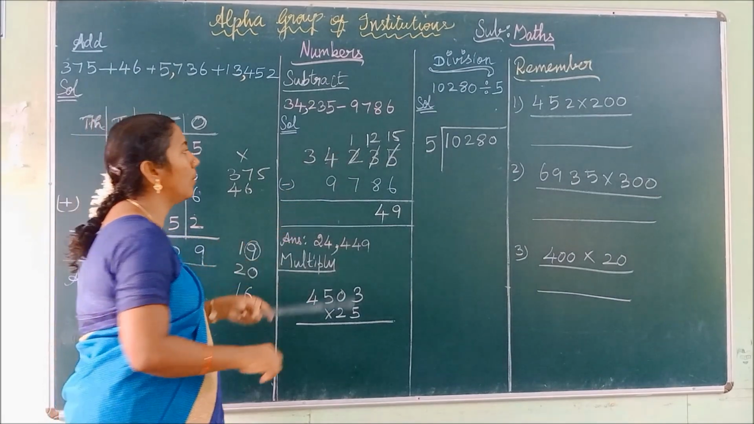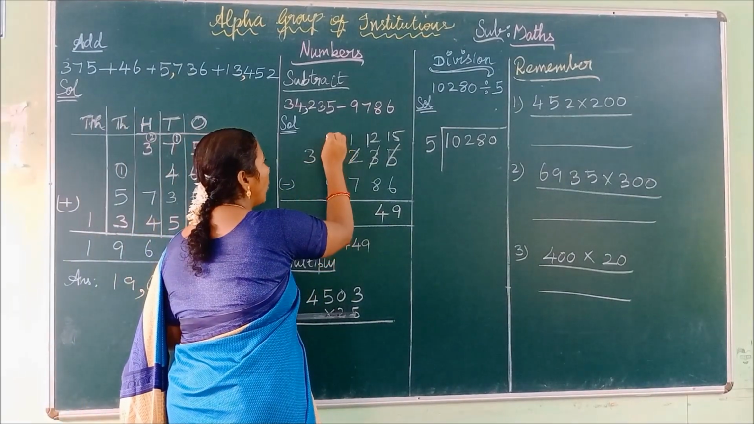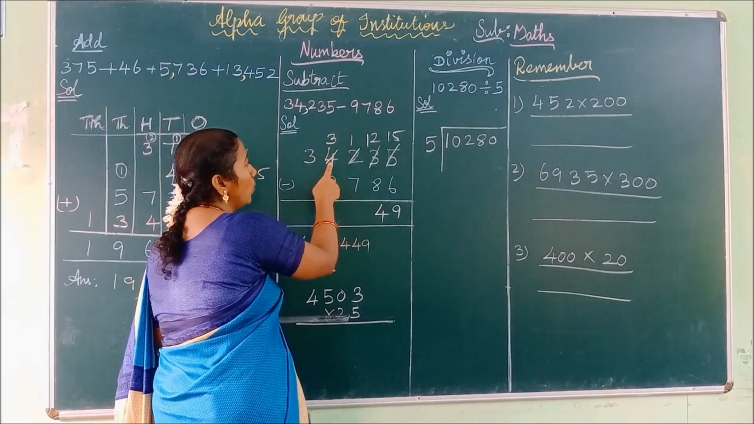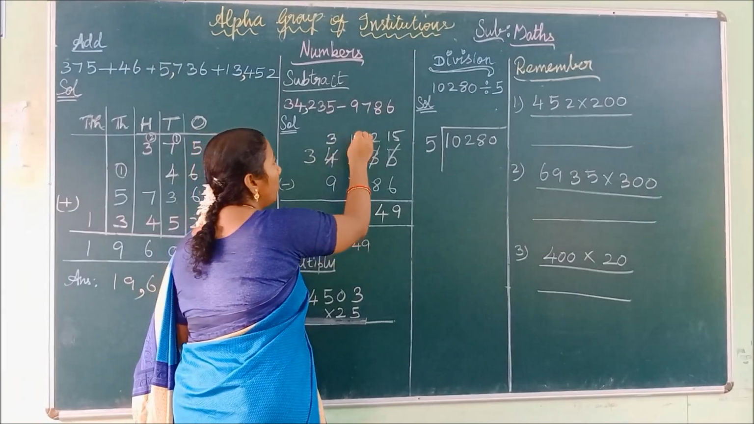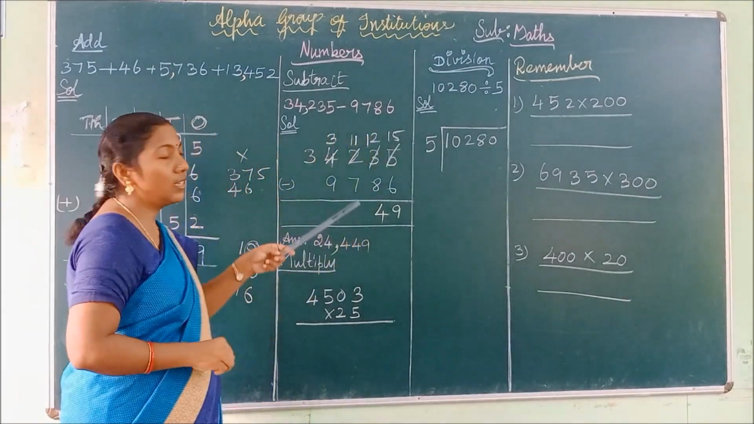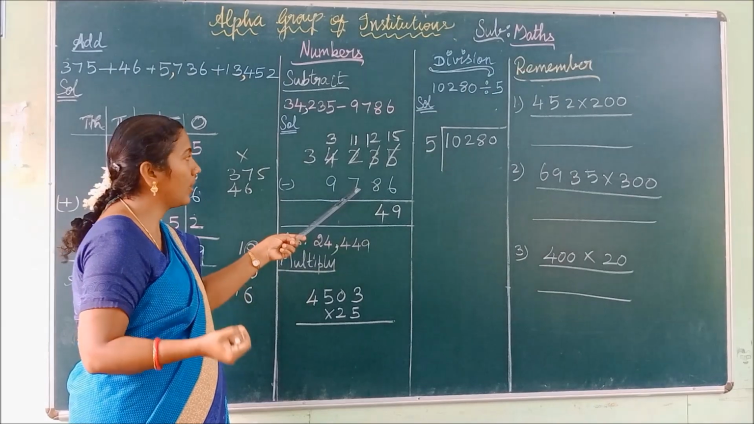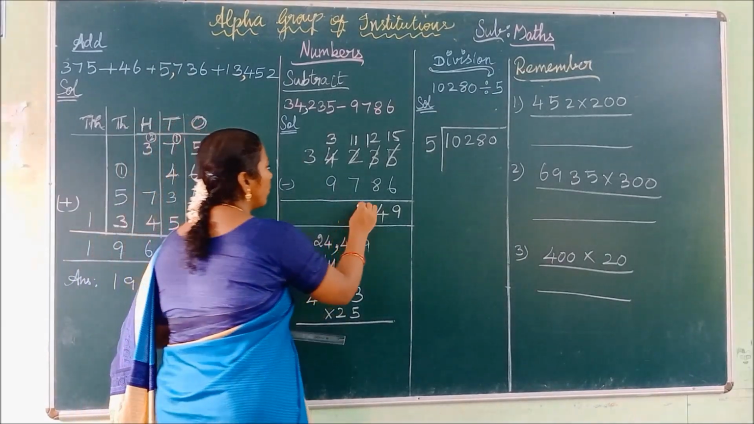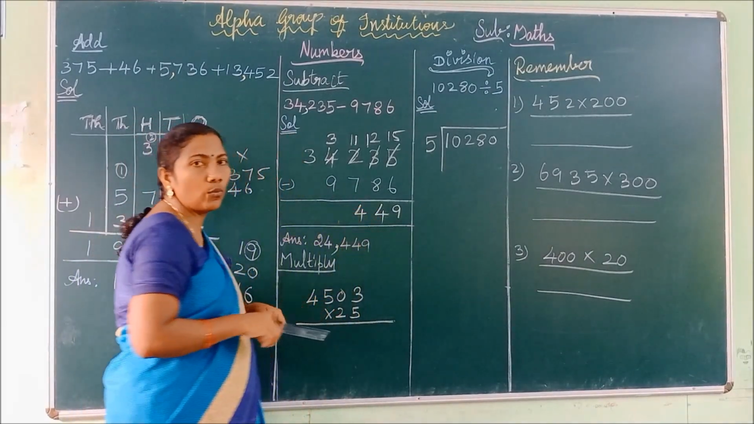What is the smaller number? So again we go for the borrowing. Taking 1 from 4, it becomes 3 and 1 becomes 11. Subtracting 7 from 10, we get 3. 3 plus 1, 4. So here 11 minus 7 is 4.